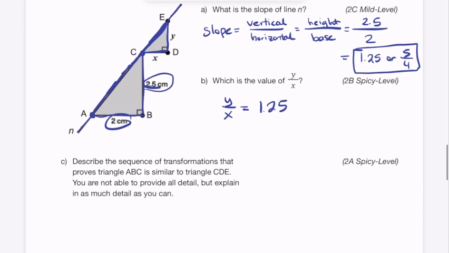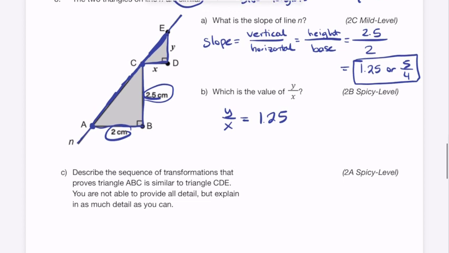Okay. C, describe the sequence of transformations that proves triangle ABC is similar to triangle CDE. You're not able to provide all detail, but explain in as much detail as you can. Okay, so these are similar. They told us that, but now we want to explain why that's true. So again, this question is trying to bring all the 3 different competencies together.